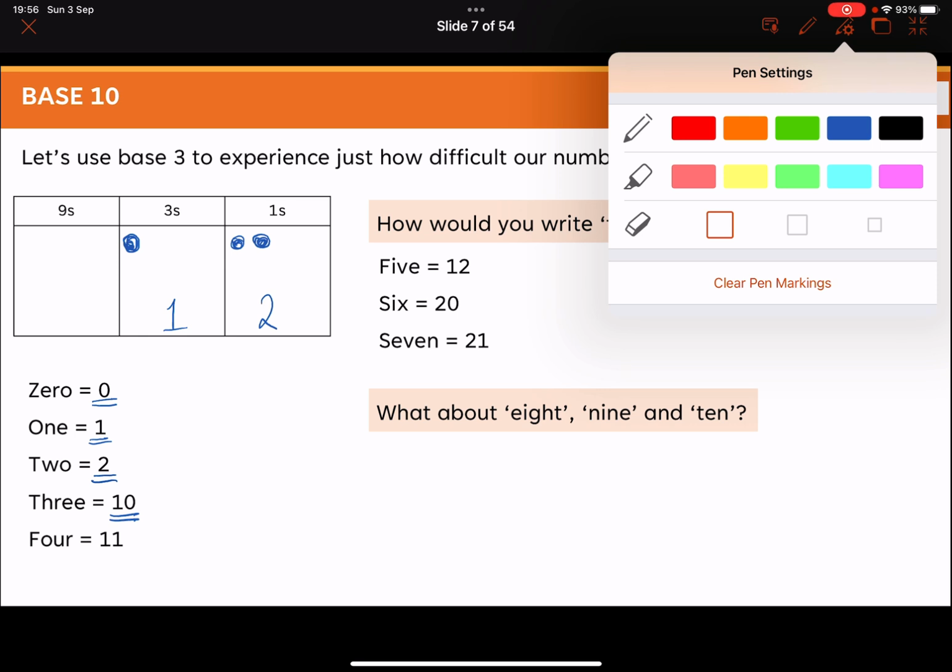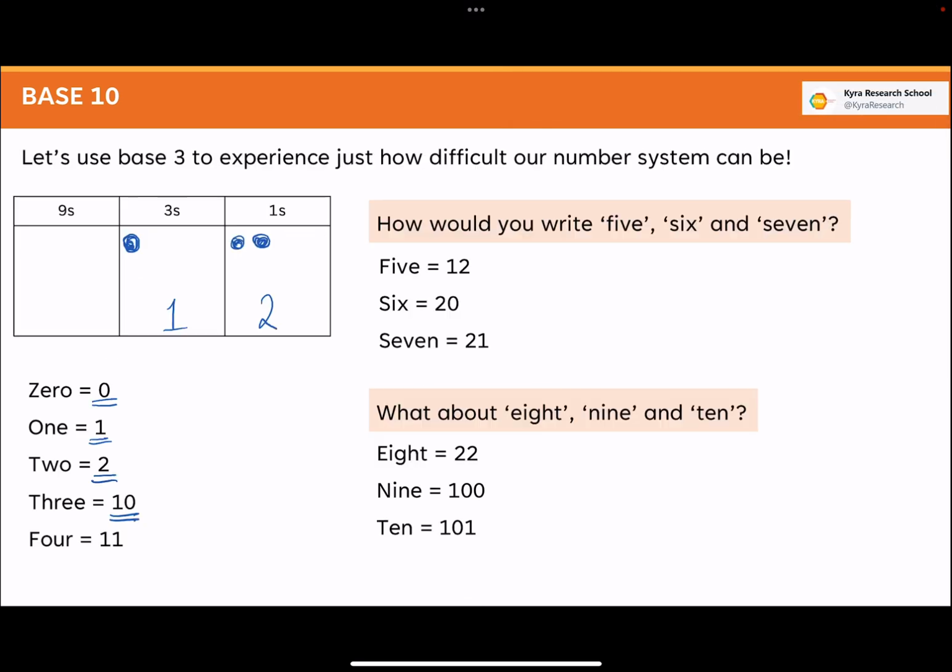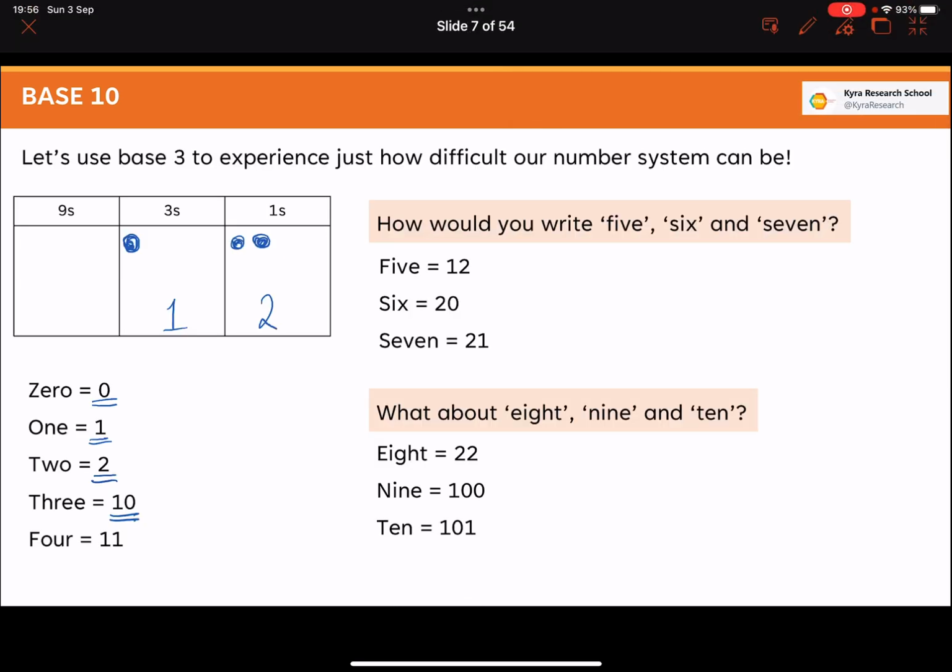And then hopefully you managed to get to the fact that the number 6 would require 2 3's counters. So a 3 and a 3 to make the 6, leaving you with a number 20 there. And then to make 7, you'd need 2 3's and a 1. So that's where you end up with that 21 there.